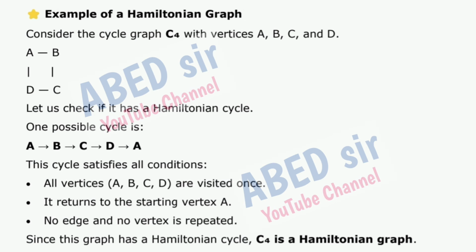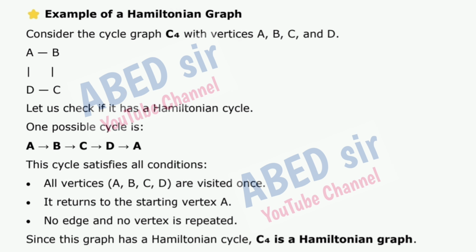Example of a Hamiltonian graph. Consider the cycle graph C with vertices A, B, D, C. Let us check if it has a Hamiltonian cycle. One possible cycle is ABCDA. This cycle satisfies all conditions.